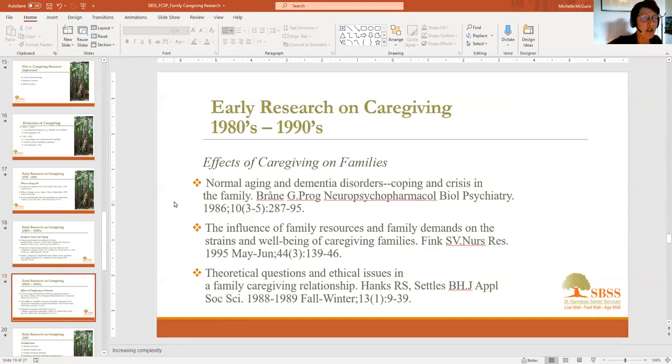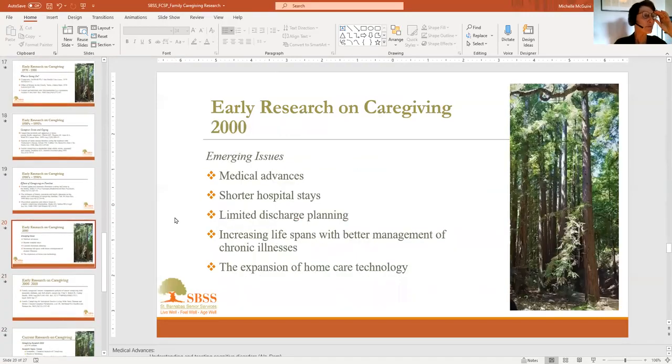So hopefully you took the time while I was taking that break to read through these titles. And you can see the increasing complexity. I'm going to read one for you. Theoretical questions and ethical issues in a family caregiving relationship. And I'm going to move on.